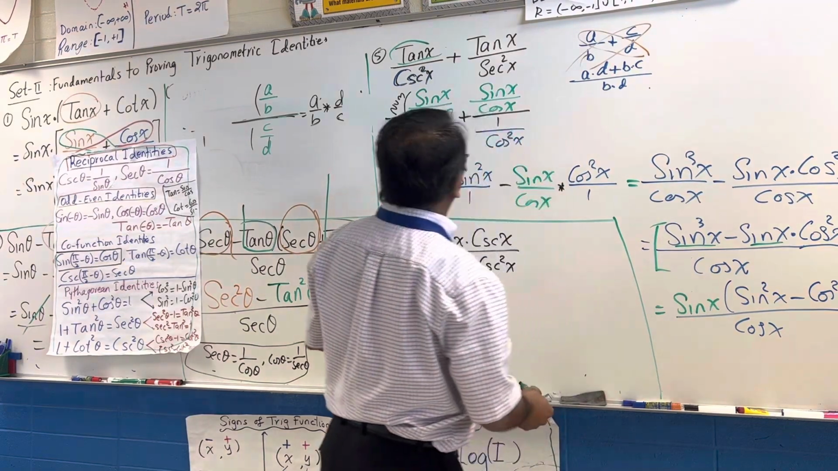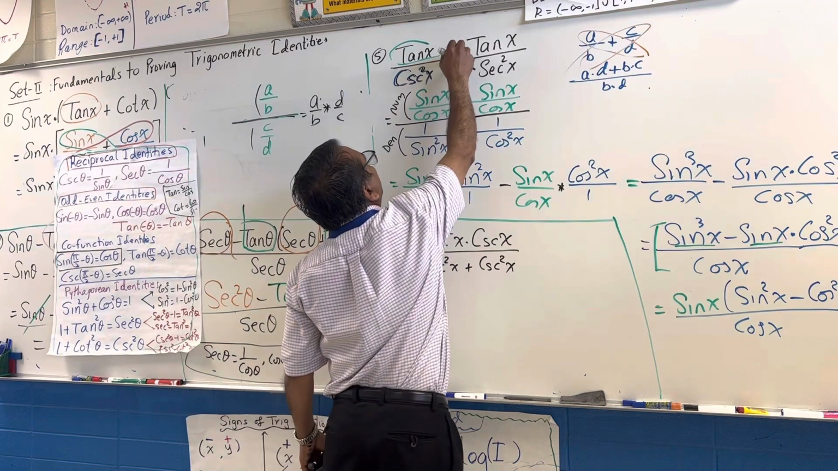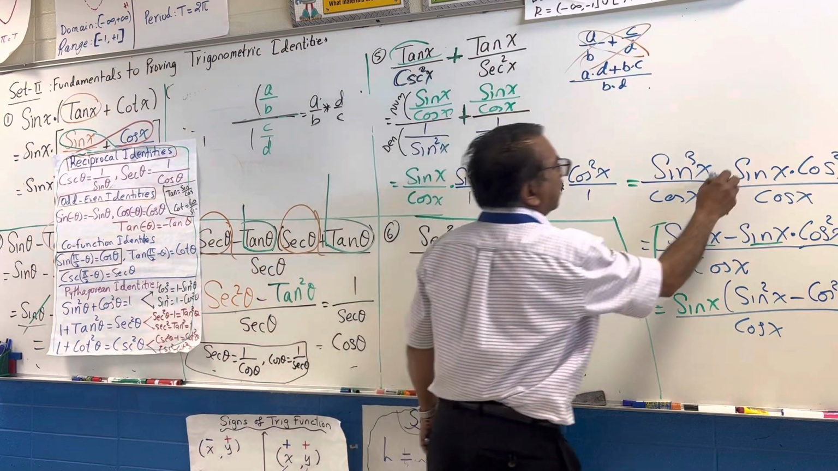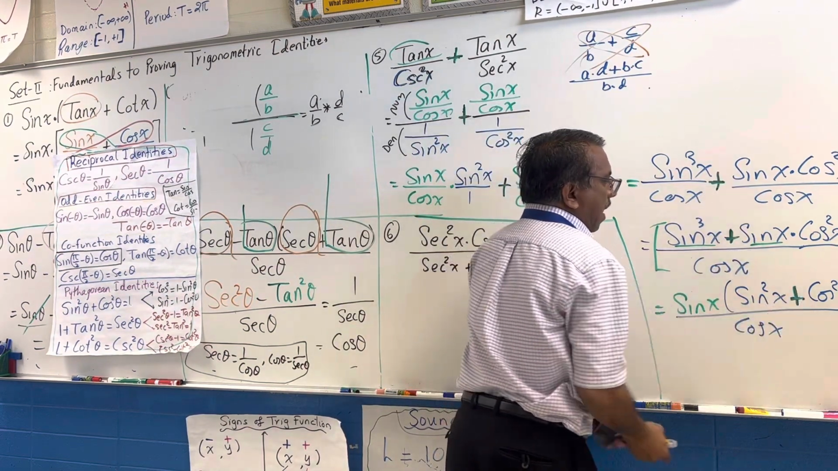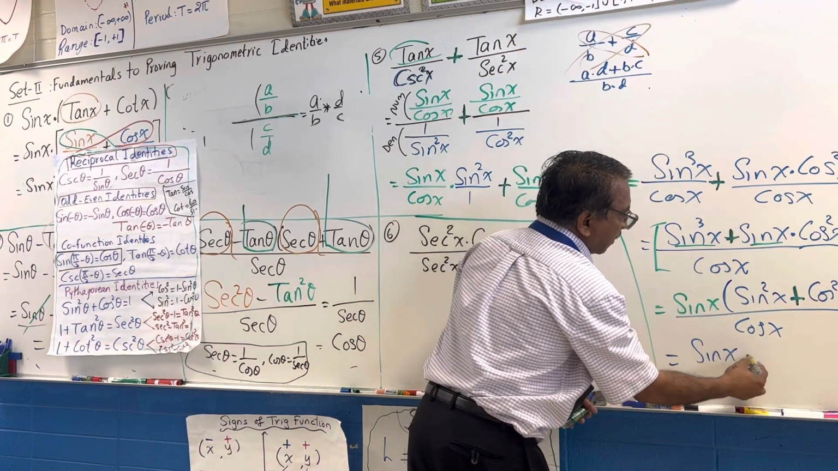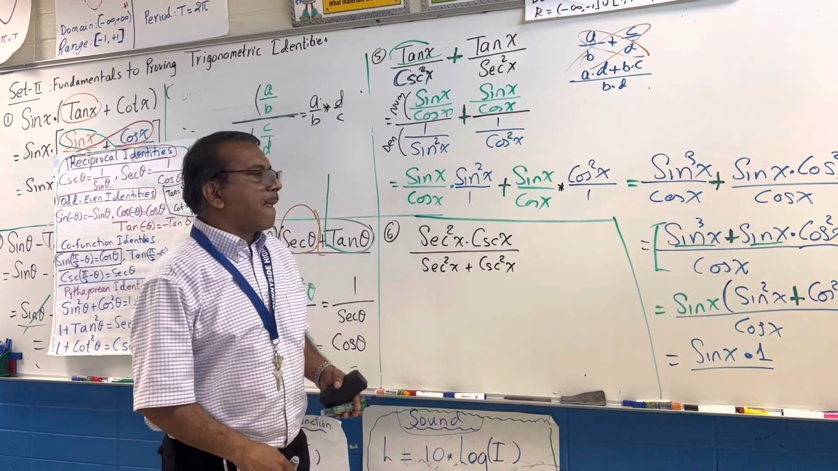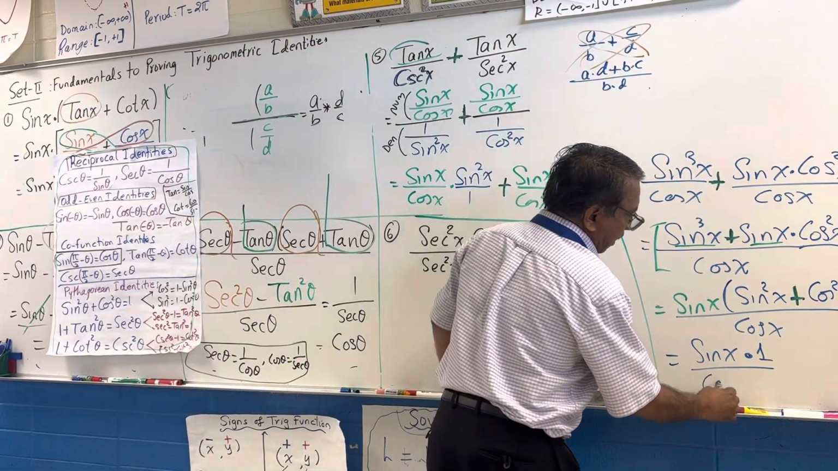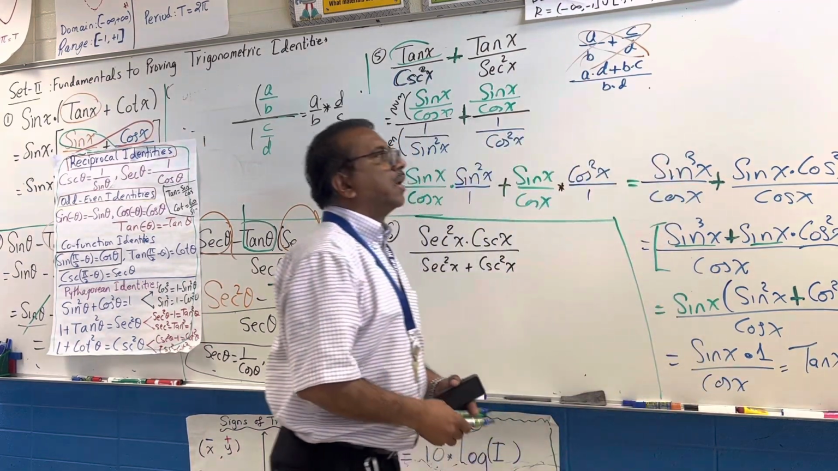Just imagine if they gave us the plus sign. Oh, in the beginning, I'm so sorry. It was a plus, I think; there was a plus sign which I missed. This is plus. There you go, now it becomes easy. By the Pythagorean identity, it's going to be sine of x times 1, because sine square plus cos square is 1, and then you get cosine of x, which you can also write as tan of x, because sine over cosine is tan x.